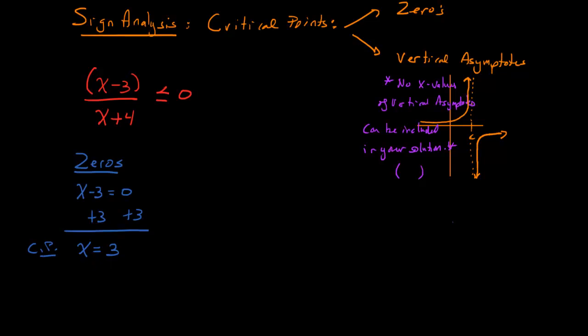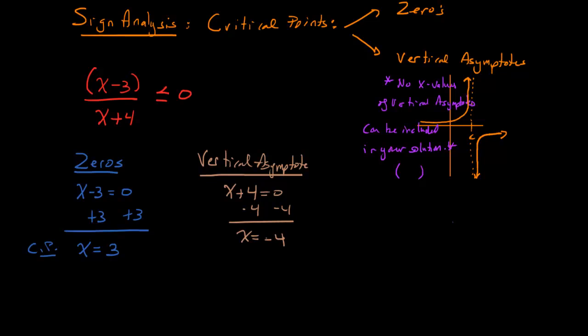Our next critical point we can determine by setting our denominator equal to 0, and that's going to be our vertical asymptote. So I'm always very careful when I see this, because when I set my denominator equal to 0 to find this critical point, I am really also finding my vertical asymptotes, and I'm also determining my domain. My domain of this problem, for example, would be where the denominator cannot equal 0. So it would be x such that x cannot equal negative 4.